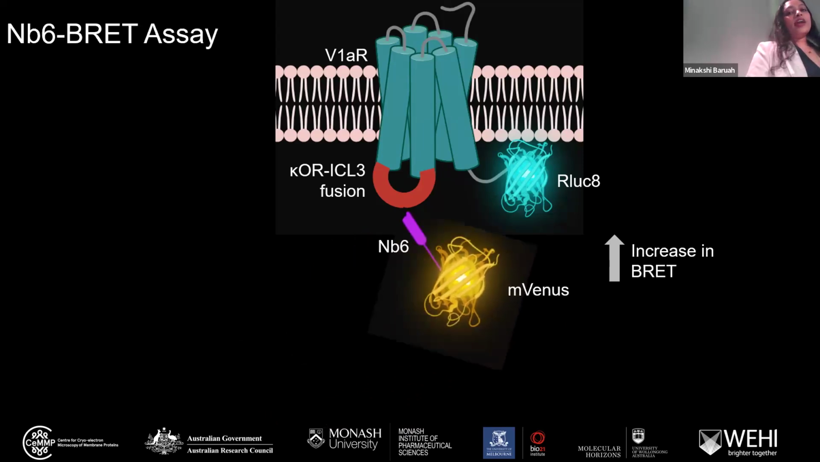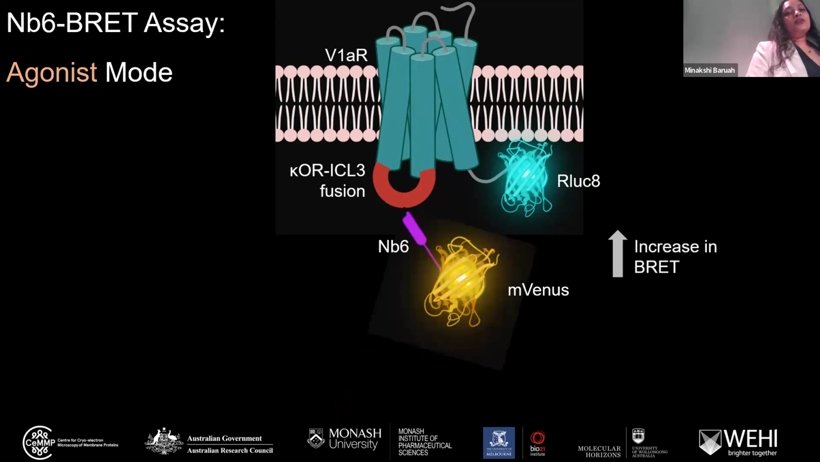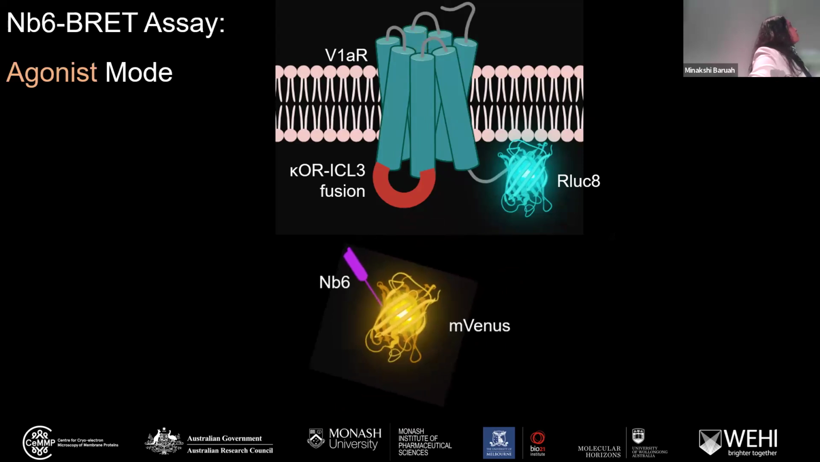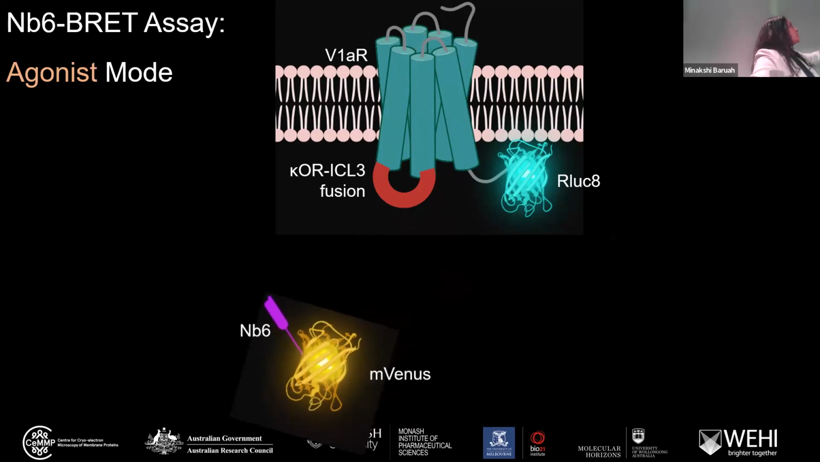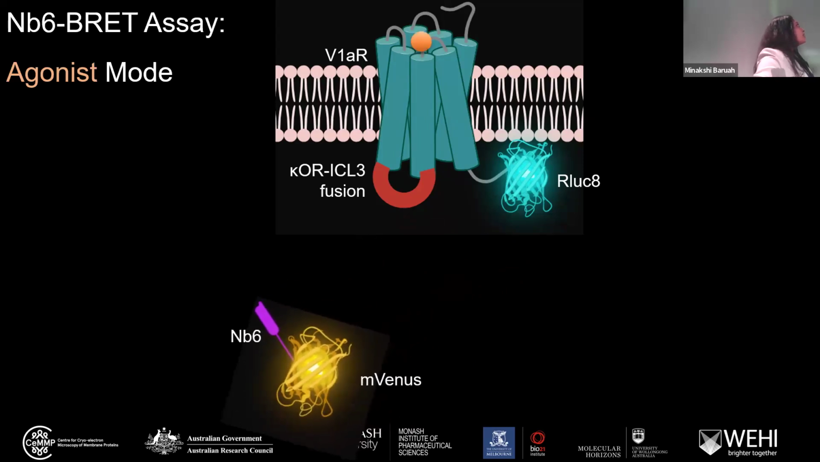Now, when agonist is added, the receptor will no longer be at an inactive conformation. It will attain an active conformation, which will no longer favor the binding of nanobody 6, leading to its dissociation from the receptor, and we can see a decrease in BRET. So the take home from this is that if we see a decrease in BRET upon agonist stimulation, we can say that when there was no agonist, nanobody 6 was bound to the receptor.